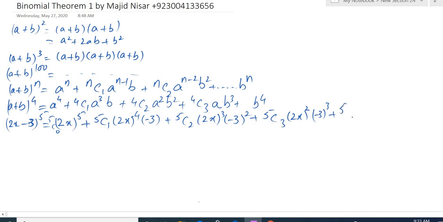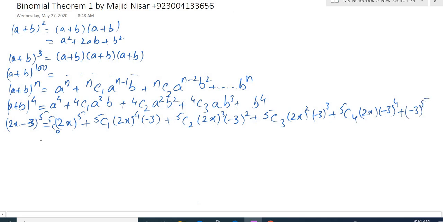Next, 5C4. By seeing the sequence: 2x raised to power 5, 2x raised to power 4, 2x raised to power 3, 2x raised to power 2, now 2x raised to power 1, and this is b4, so minus 3 raised to power 4. And next this is 5C5, because 5C5 is 1, 2x raised to power 0, that is also 1. So in the end we just write b raised to power n, that is minus 3 raised to power 5.